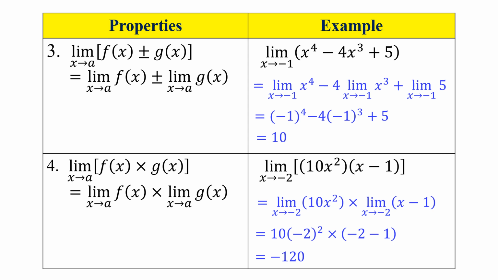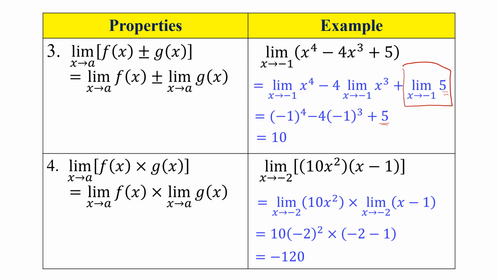So what we have here is the limit as x approaches negative 1 of x to the power of 4, minus the constant 4, we can bring in front, so we get 4 times the limit as x approaches negative 1 of x cubed, plus the limit as x approaches negative 1 of 5. So evaluate the value by substituting x equal to negative 1, and from the first property just now, the limit as x approaches negative 1 of the constant 5, we get back 5. So calculate, the answer is 10.